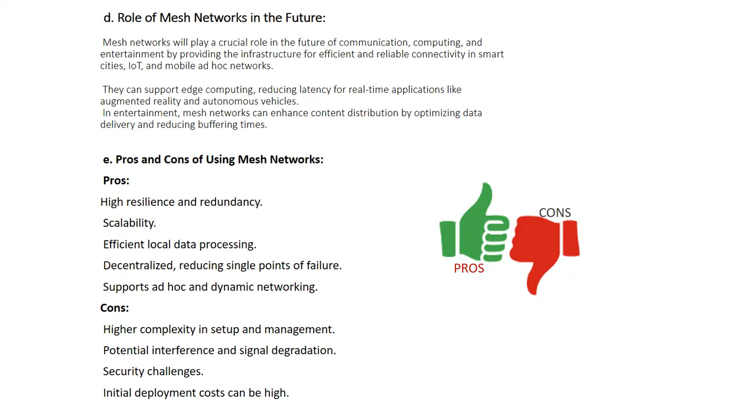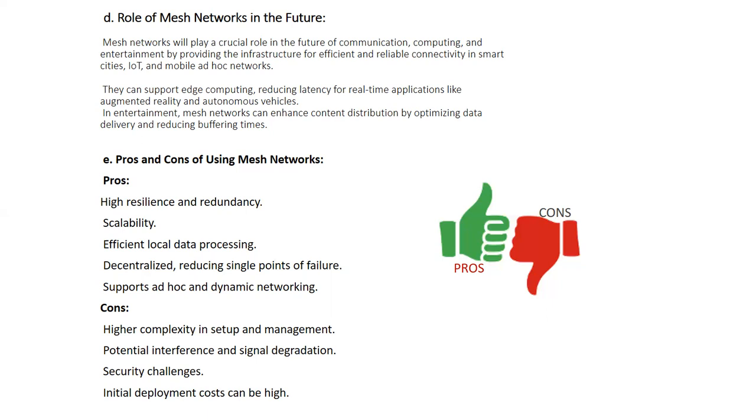So it allows addition of computers and reduction of computers, that is, addition of nodes and reduction of nodes. Then we have decentralization, reducing single points of failure. So in a mesh network, once there is a failure in one node, other nodes can still keep working. Then it supports ad hoc and dynamic networking.